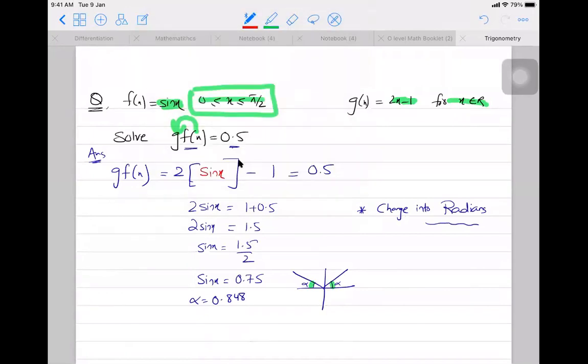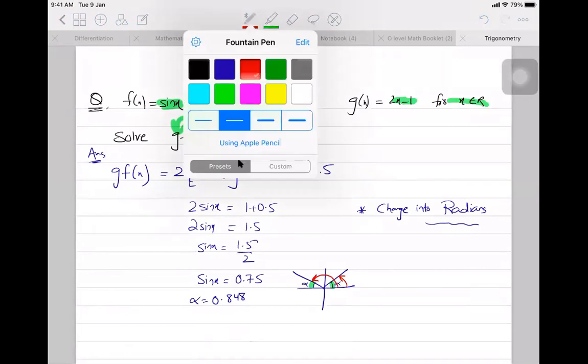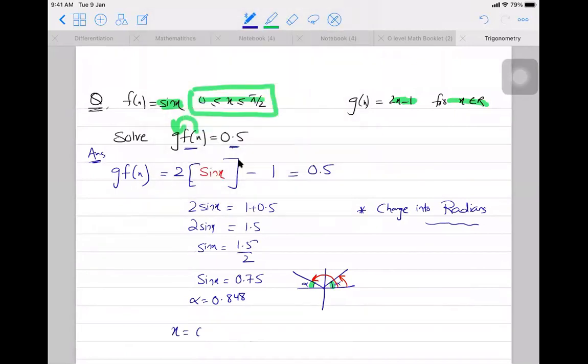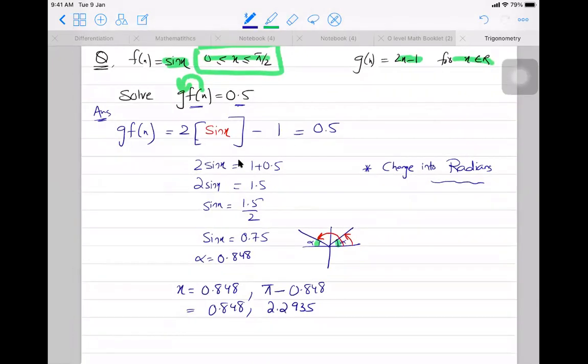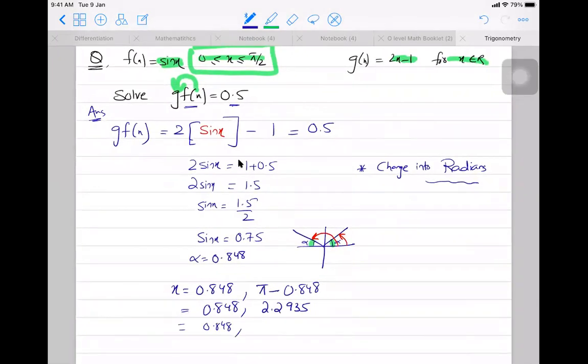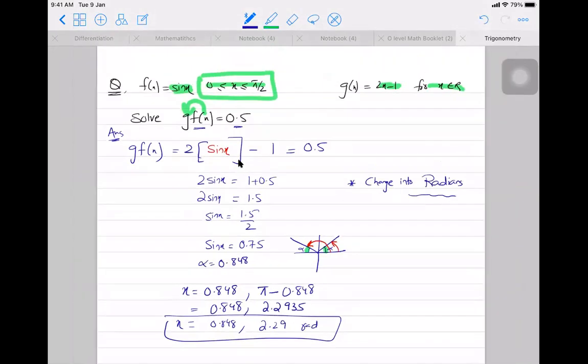Now, one of the angles for x is going to be the acute angle, and then the obtuse angle. The only difference in radians now is that one of the values is 0.848 radians, and the second value is going to be pi minus 0.848 radians, because in radians, 180 degrees is equivalent to pi. So pi minus 0.848 is going to give you 2.2935, which you can change into three significant figures, 2.29 radians. These are your workings.